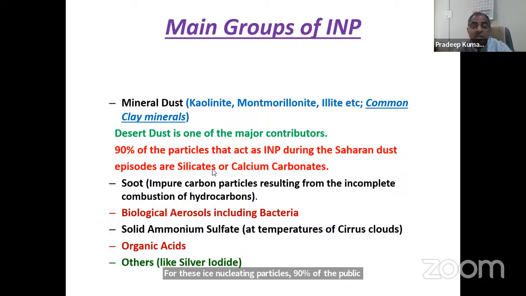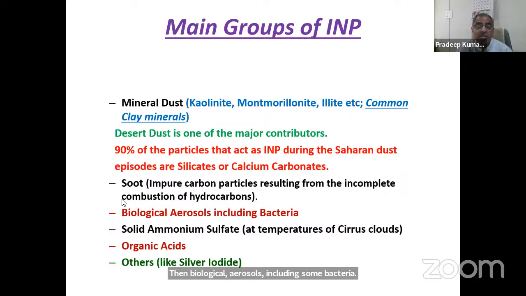They are one of the best ice nucleating particles in the atmosphere, because sometimes you have ice fog events happening as far away as the Arctic, and the source of it is the Saharan dust which has blown there. These are carried by the winds and spread globally. Soot is another ice nucleating particle, because these are impure carbon particles resulting from the incomplete combustion of hydrocarbons. Then biological aerosols, including some bacteria, are very efficient ice nucleating particles.